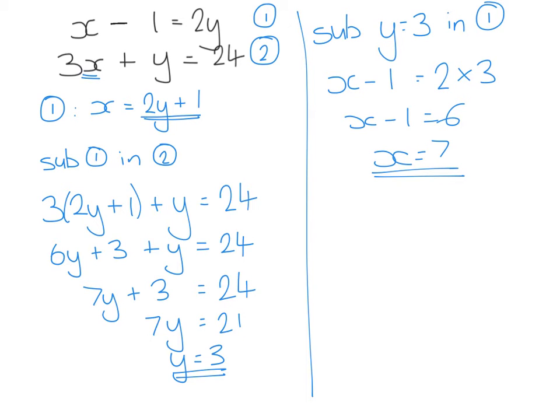I could just double check that in equation 2. So it should be 3 lots of x, so 3 times 7, plus y, which is 3, should equal 24. 3 times 7 is 21, plus 3 is 24, so we're all good.